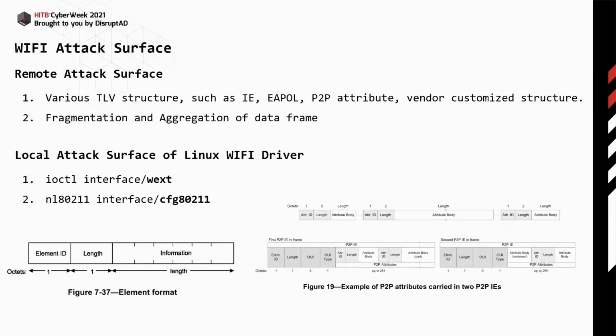In addition to the remote attack surface, there is some local attack surface for the Linux Wi-Fi driver. The Linux Wi-Fi driver generally provides some configuration interfaces with the user space. If the driver does not carefully check the data from the user space, it may cause security vulnerabilities. Currently, the Linux Wi-Fi driver can provide the interface for user space through WEXT or CFG80211. The figure on the left shows the structure of the information element, and the figure on the right shows the P2P attribute. They are all typical TLV structures in Wi-Fi frames.